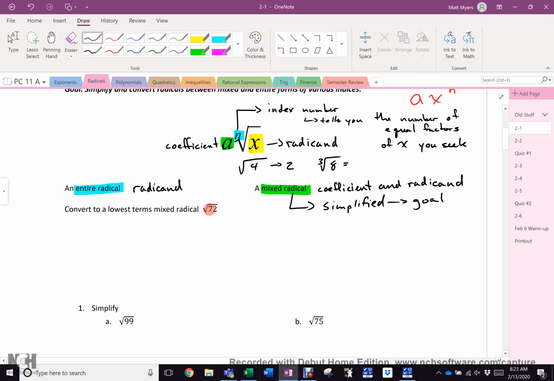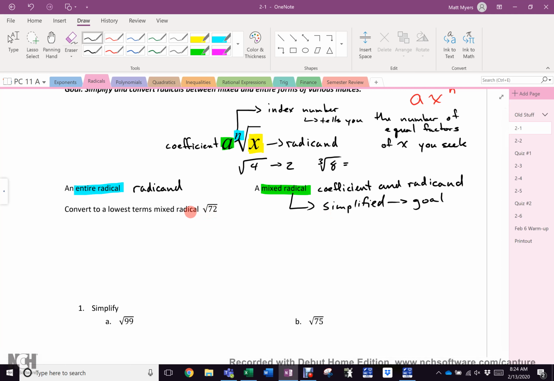So, 72, we want to convert to a mixed radical. We want to simplify it. Simplify, remember, in math, almost always means get the smallest numbers involved, right? When you simplify a fraction, 12 over 16, you want smaller numbers, 3 over 4, right? Same thing here. Now, some of you probably remember how to do this, and some of you, based on the end of the exponent unit, don't remember how to do this.